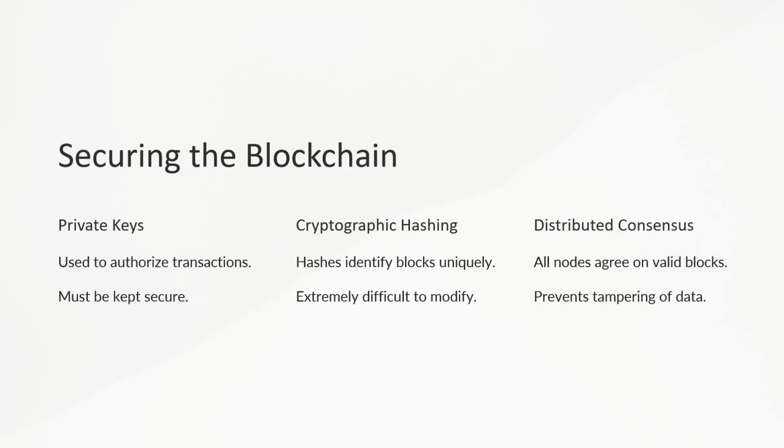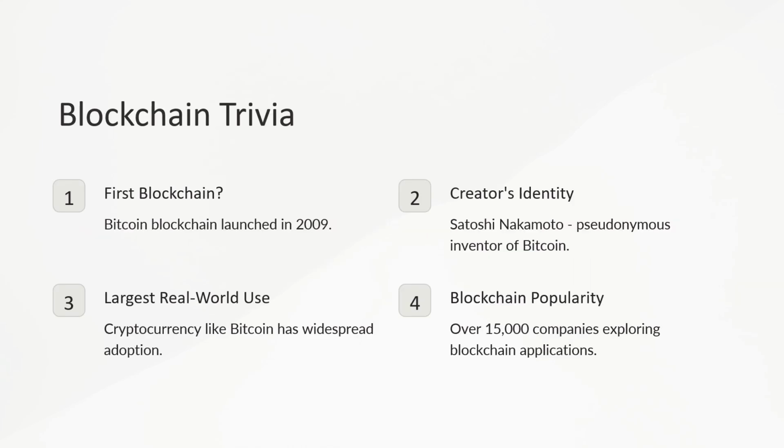Blockchain is regarded highly due to its security. Blockchain is secured due to private keys, which are essential for authorizing transactions on the blockchain. It's crucial to safeguard private keys securely to prevent unauthorized access or transactions. Hashes are used to uniquely identify blocks in the blockchain. The cryptographic nature of hashing makes it extremely difficult to alter or modify data within the blocks. Consensus mechanisms like proof of work and proof of stake ensure that all the nodes in the network agree on valid transactions. Here is some blockchain trivia which you may read to increase your knowledge through these interesting facts.